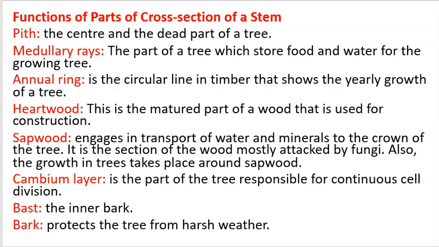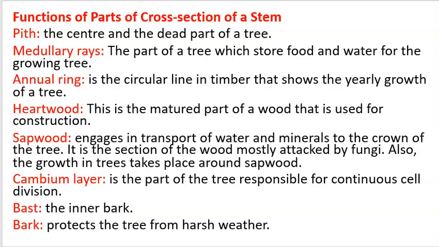Then we have sapwood. It engages in transport of water and minerals to the crown of the tree. It is a section of the wood mostly attacked by fungi, just because of the sugary minerals that is in it. And the growth in trees takes place around sapwood. That's the place that has the mineral resources and the water and the food for the tree. That's where it goes to all other parts of the tree.